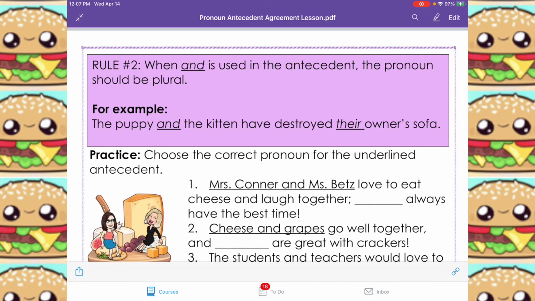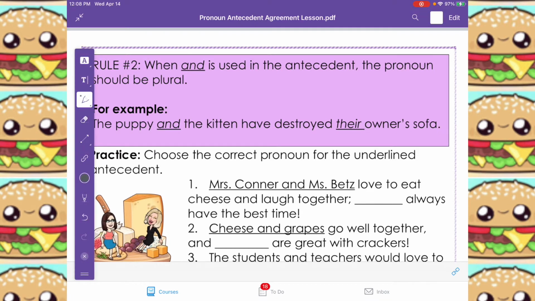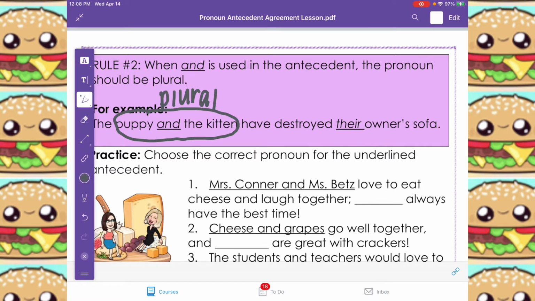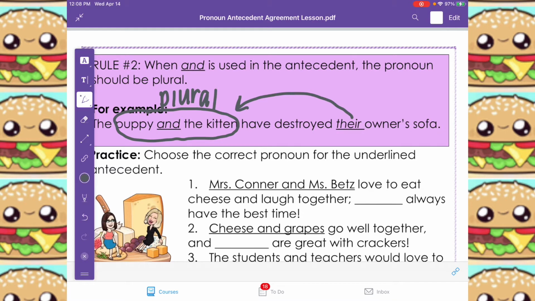Let's move on to rule number 2. When and is used in the antecedent, the pronoun should be plural. For example, the puppy and the kitten have destroyed their owner's sofa. So here, the puppy and kitten are together. This is now plural for our antecedent because there are 2 animals that we're discussing. So there is going to be a plural pronoun that replaces this, because we have, again, a plural antecedent.